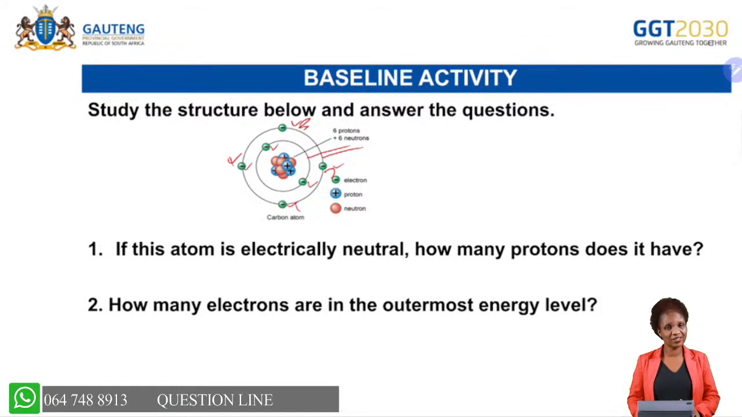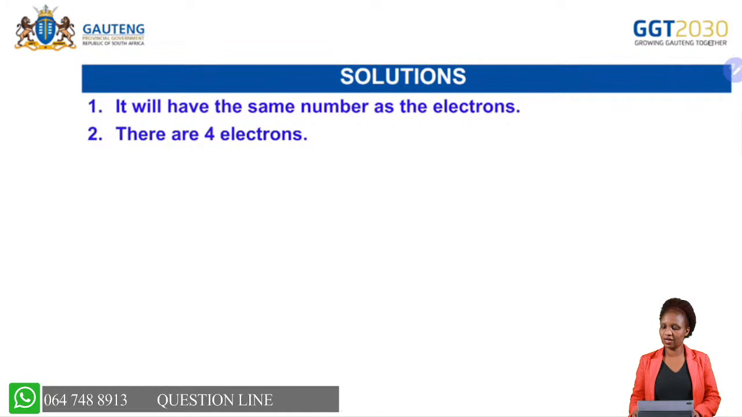Let's look at the questions again, grade 8. Question number 1 says, if this atom is electrically neutral, how many protons does it have? Question number 2, how many electrons are in the outermost energy level? Let's check the solutions. For question number 1, the solution is it will have the same number as the electrons. Solution number 2, there are 4 electrons in the outer shell.